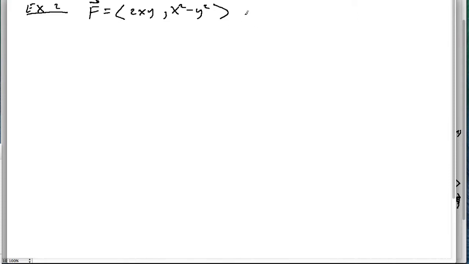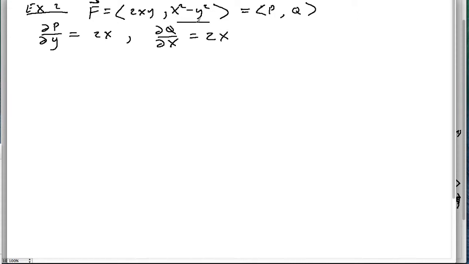So what we do always, okay, so that's our p and our q. So what we'll do is our test. We want to test p and q. So for p, we take the partial with respect to y. We do that, we'll get 2x. And then here we'll take the partial of q with respect to x, and we get 2x right here. So obviously those two are equal. So that part of the theorem checks out.